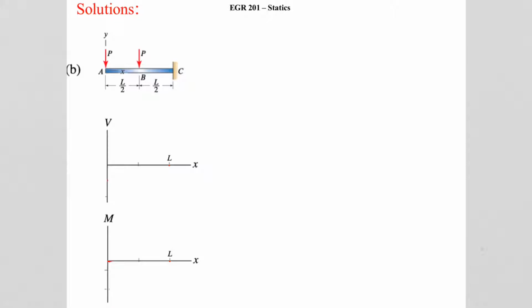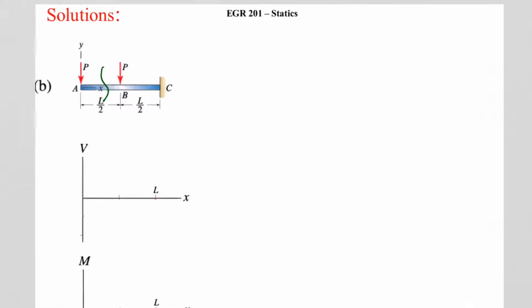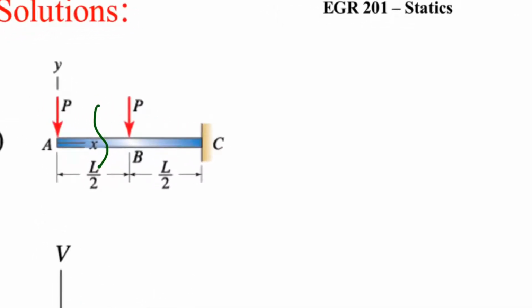The first step in doing this is to do a cut. We'll take our first cut at this location, and that location we'll call cut 1. And cut 1 is located between x greater than or equal to 0 and less than L over 2. Now we will draw the free body diagram for that cut.